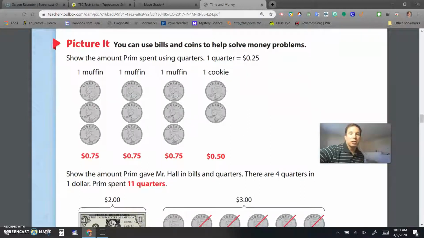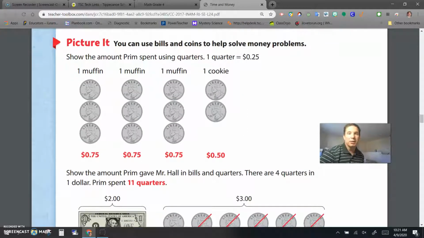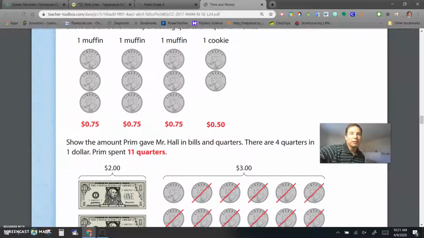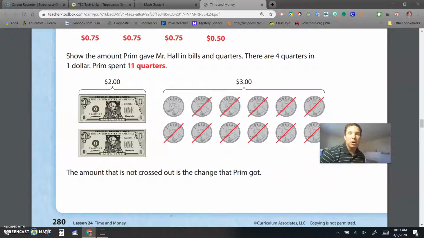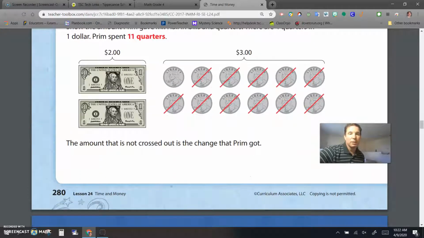So when we picture it, as you can see, they have the money laid out. You can use bills and coins to help solve money problems. So a muffin, 75 cents, 75 cents, 75 cents, cookie 50. Show the amount Prim gave Mr. Hall in bills and quarters. There are 4 quarters in $1. She spent 11 quarters. See the total of $3. They're laid out in quarters. The amount that is not crossed off is the change that she got.